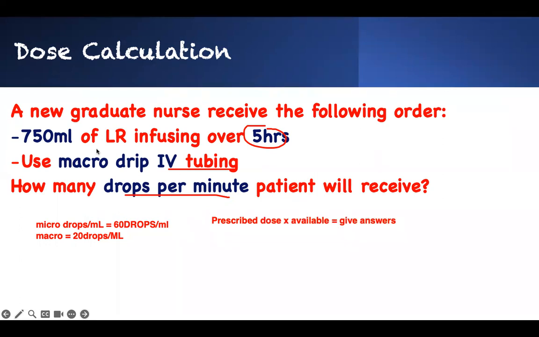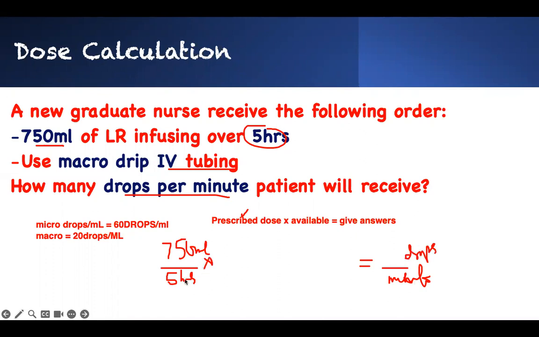What is my prescribed dose? They give me 750 lactated Ringer's over 5 hours. So 750 ml of lactated Ringer's over 5 hours. Then I go and look at the answer choice. I need drops per minute. As soon as I write my prescribed dose, I need to look at the answer. That means my answer should have minutes at the bottom, and then on top is what? Drops. So I write it here like that.